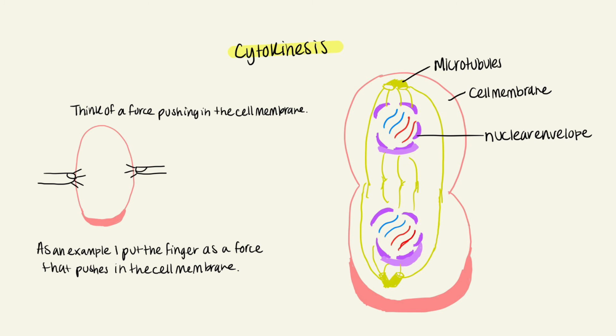In cytokinesis, there are 2 stages, the cell division beginning and the cell division complete. Here you can see that the cell membrane has been pushed in by a force, and that force is an actin-myosin ring that causes it to be pushed in. To simplify this, you can think of a finger being the force that pushes in the cell membrane.